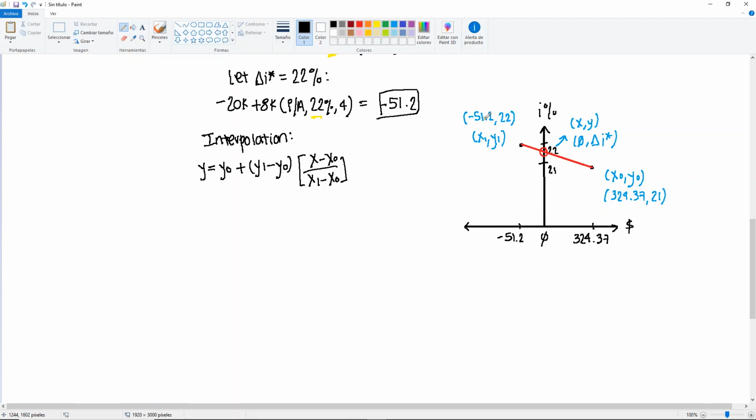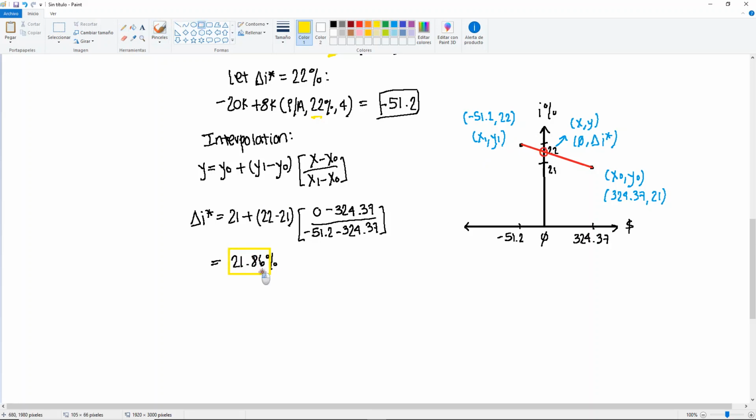Once you have everything already set up here, then you just plug in the values into the formula. We said that y is actually your delta I star. Then y naught is 21 plus 22 minus 21 times 0 minus 324.37 over minus 51.2 minus 324.37. You may plug this into your calculator, and the answer will be 21.86%. So it intersects the y-axis in a point. It has to be between 21 and 22. So in this case, it would be 21.86. This is the number that we are looking for.